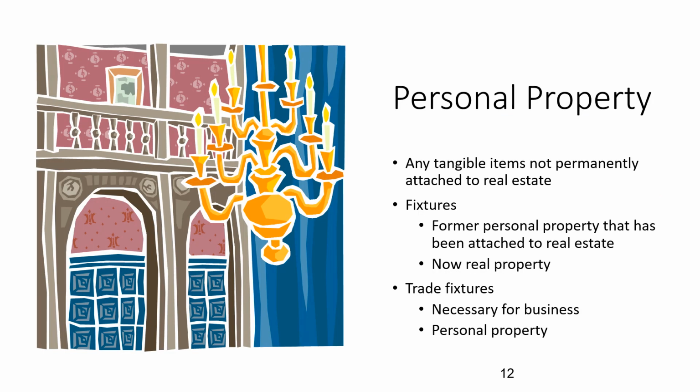Personal property is any tangible items that are not permanently attached to the real estate. Fixtures are former personal property that has been attached to the real estate. Now it becomes part of the real property. Trade fixtures necessary for business are considered personal property.